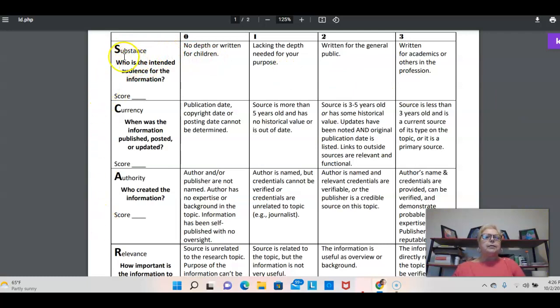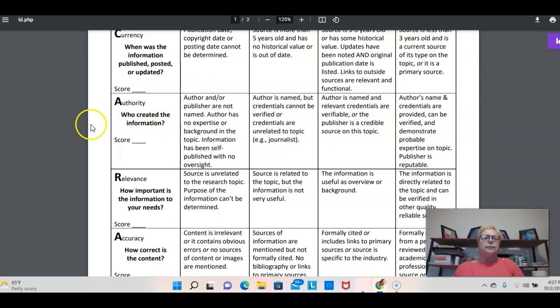If you continue beyond this source to find other sources, keep this in mind. The SCARAB test. The substance should be written either for the general public or for academics. The currency needs to be, say, 3 to 5 years old, no older than that, because it'll be out of date. The authority: who created the information. Hopefully you'll find something where the author is named, or at least the source is recognizable and you can prove that it is a good, reliable source, just like the United Nations is a good, reliable source for this research paper that we're starting.